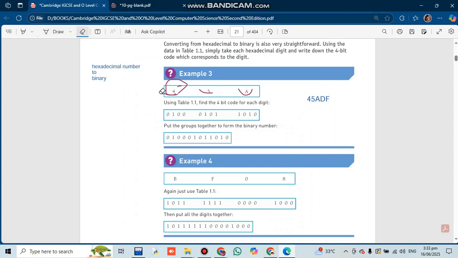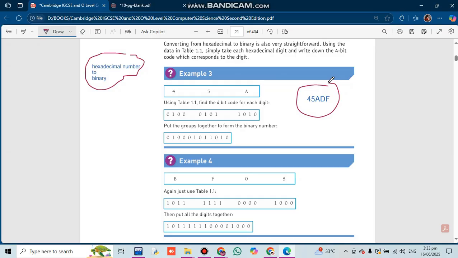Alright, today in this class we are going to discuss another conversion: if a hexa number is given, how will you convert it into a binary number? In the previous lesson we discussed how, if a binary number is given, we convert it into hexa. The pattern of hexa is a combination of letters and numbers.